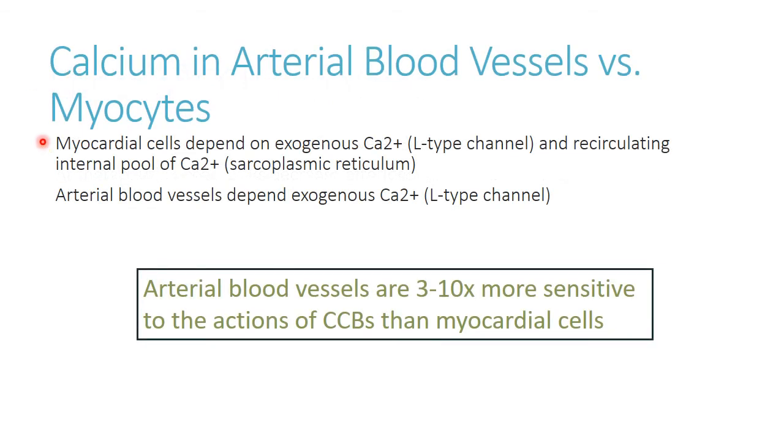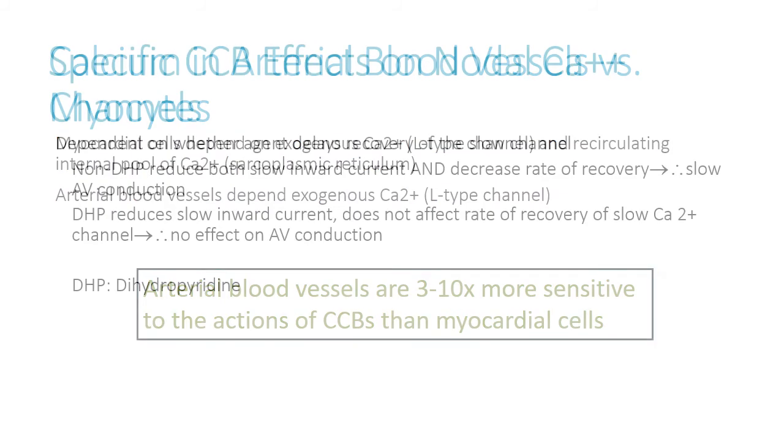So what we can see here is that arterial blood vessels tend to be a lot more sensitive here. And we're going to see that depending on the type of calcium channel blocker we're going to talk about, some of them are going to primarily just work on the vasculature alone. Some of them are going to work both on the vasculature and on the actual cardiac tissue. Okay, so it's going to be important to delineate those effects when you're looking at things like adverse effects, therapeutic uses, etc.